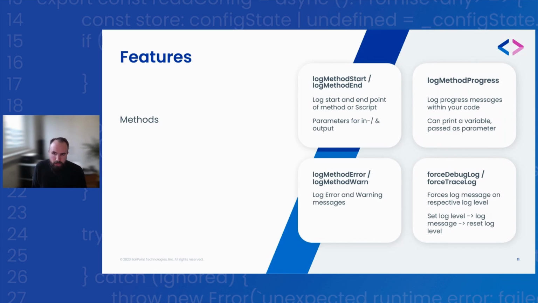We have methods that allow you to print out just progress messages, really, somewhere in between your code, like at important steps inside your code. They also take a variable as a parameter so that you can print it out if you want to. We have statements that create log messages for warning and error levels. And we have statements that force a log message on a certain log level, which can be useful in certain instances, more for development than for production use, but they do serve their purpose. So what these messages do is they set the log level to a certain level, debug or trace in this instance. They log the message on that level and then reset the log level to what it has been before.